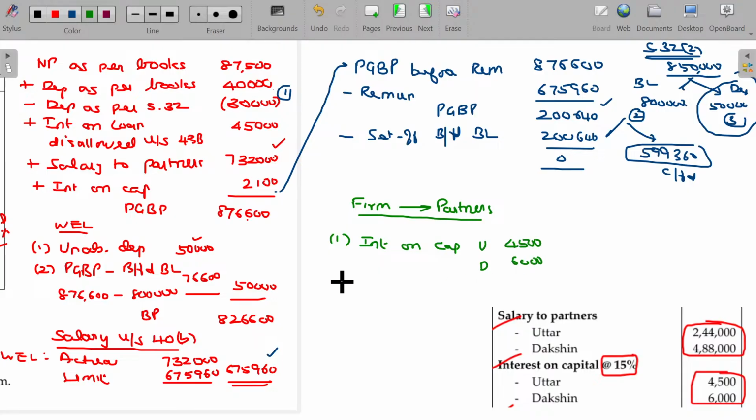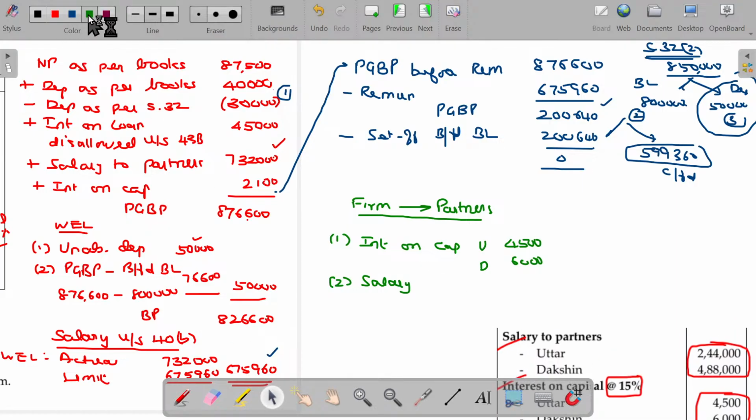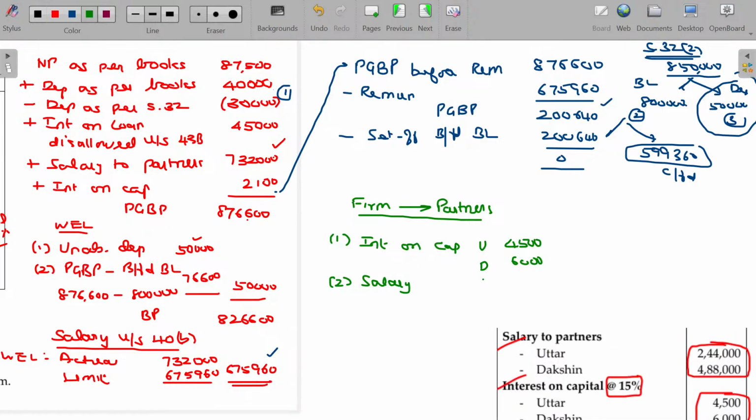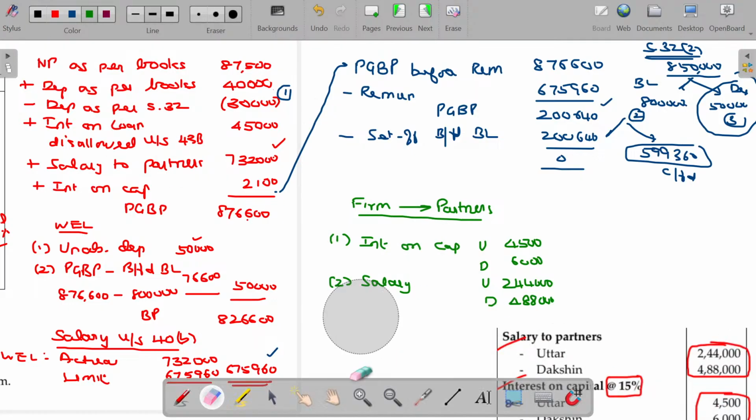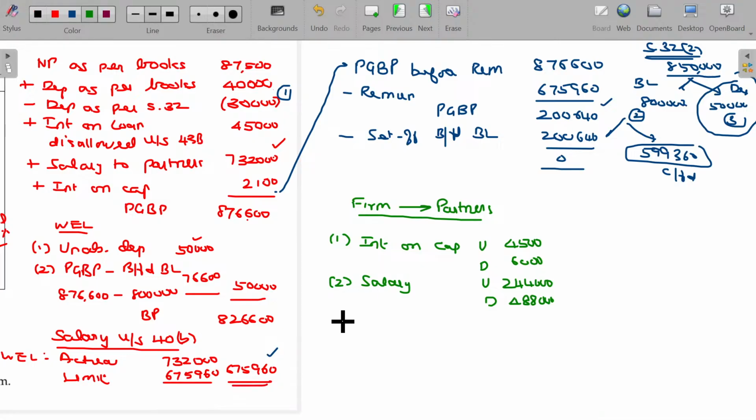Apart from that, salary payable to the partner being Uttar 2,44,000, Dakshin 4,88,000, the actual payment. Clear? Apart from that, profit share is also being payable.